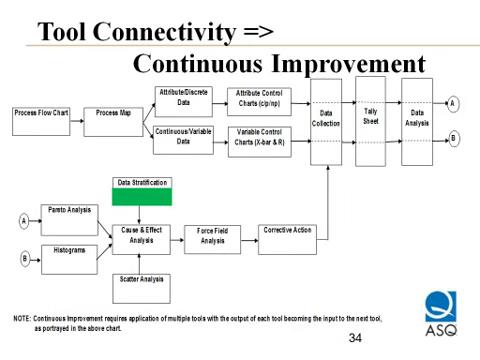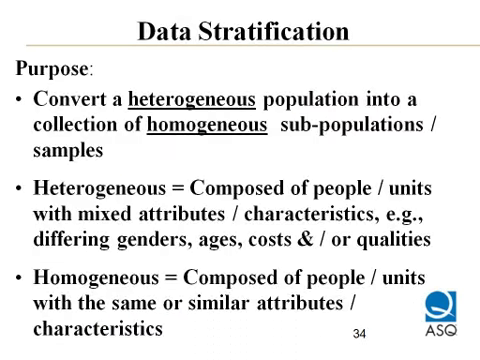Now let's talk about data stratification. The purpose is to convert a heterogeneous population into a collection of homogeneous subpopulations or samples, where heterogeneous is defined as composed of people or units with mixed attributes, characteristics, differing genders, ages, costs, inequalities, or education or experience.